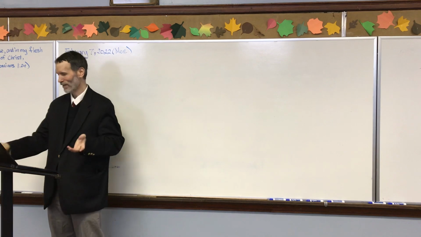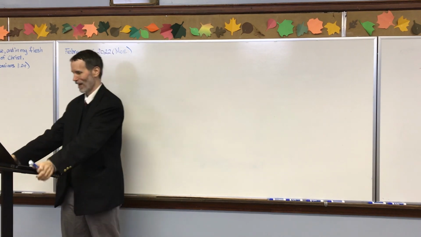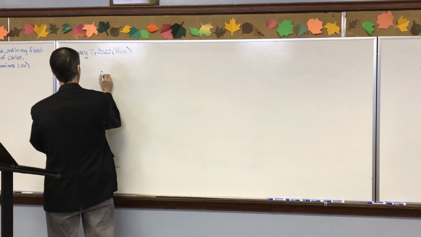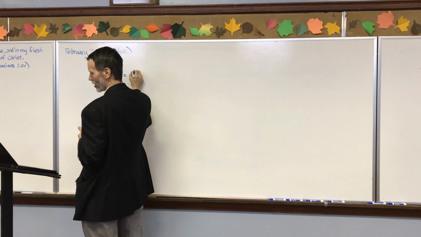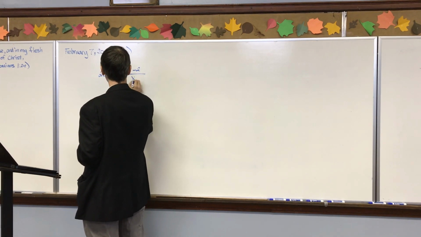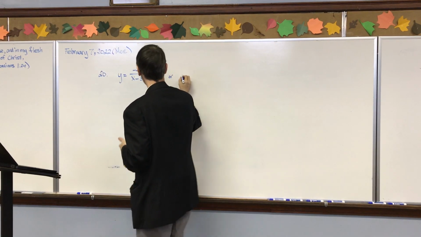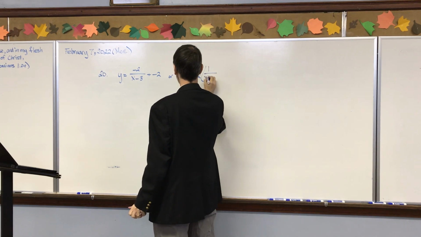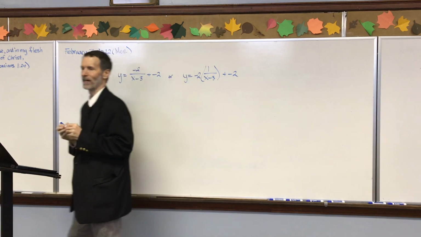So I read off most of the answers already, but we haven't gone through any problems yet. Where did I leave off? Oh yeah, number 20. There are two different ways to do it. Y equals -2 over x minus 3 plus -2. Or you could write it like this: y equals -2 parentheses 1 over x minus 3 plus -2. Either way is fine.